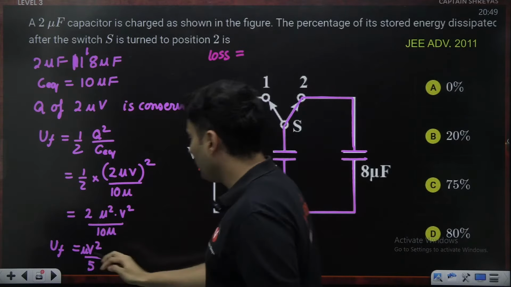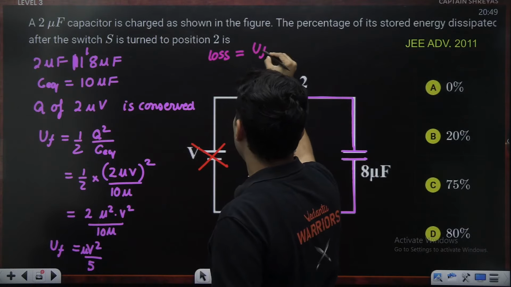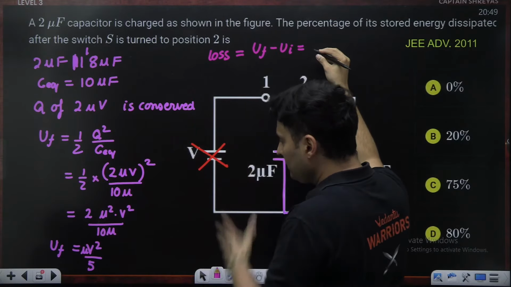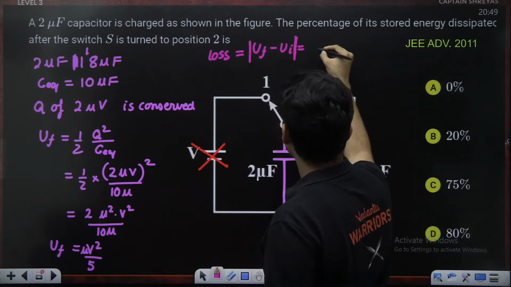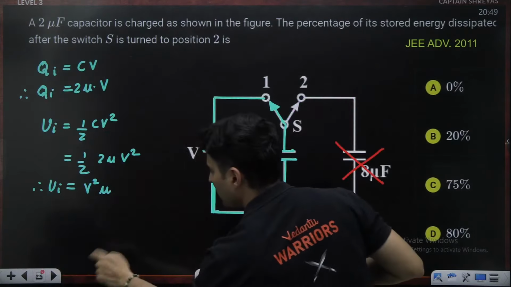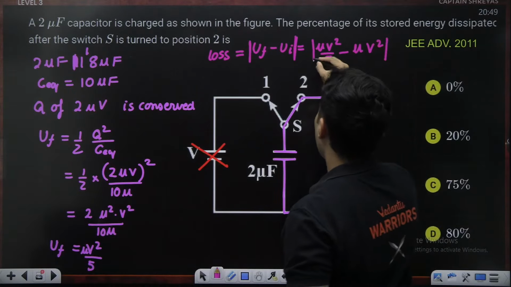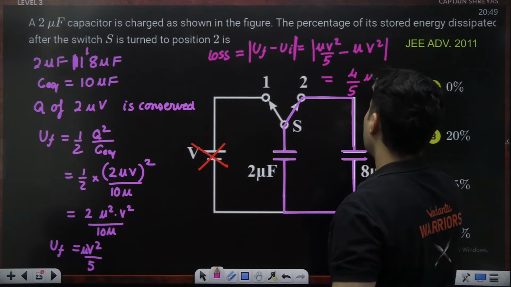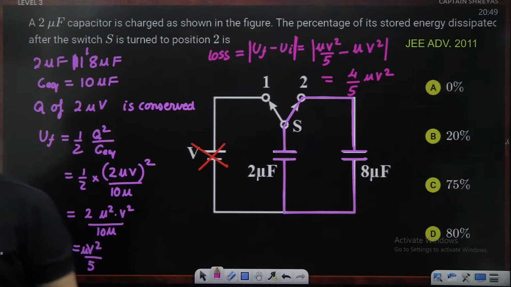Because the battery is not doing work, this is final, this is initial. So the loss will be final minus initial, and we just take the magnitude of it. So it will be micro V square by 5 minus this thing over here, which is micro V square. How much is that loss? It is basically 4 by 5 micro V square. That is the loss of that energy.